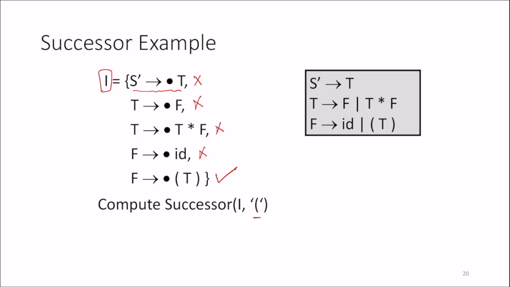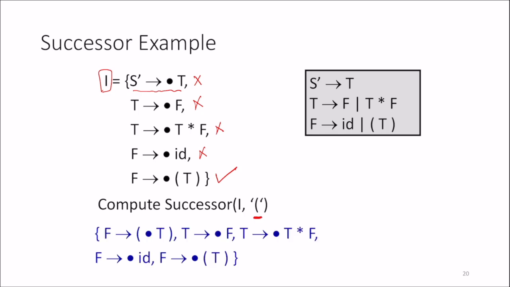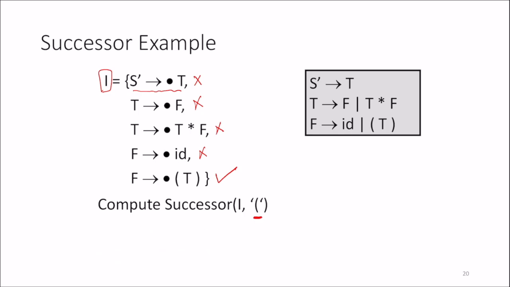So what we do is we take that element, we take any of them. So in this case, there's only one. There could be more than one. And what we do is move the dot across that symbol. So we're going to move it across the open parenthesis. So I'll take the F, and notice this dot, I'm going to move it over. This dot before a T, and now I want to compute the closure.